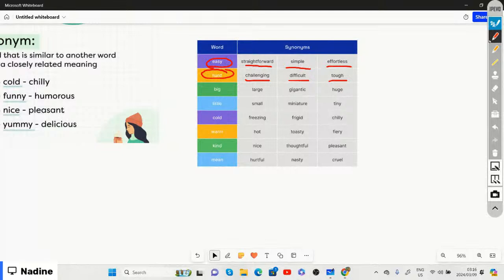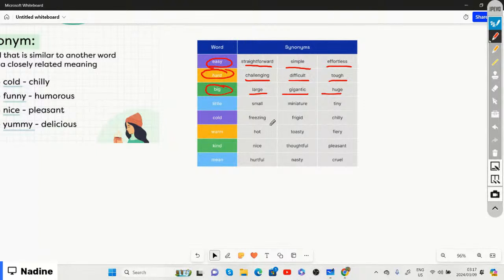And then we have big, a word that's the same as big. We can say it is either large, gigantic, or huge, right? And these words that we are basically identifying are all synonyms, right? It's words either with the same meaning, or words with almost the same meaning, or words with closely related meanings to one another.